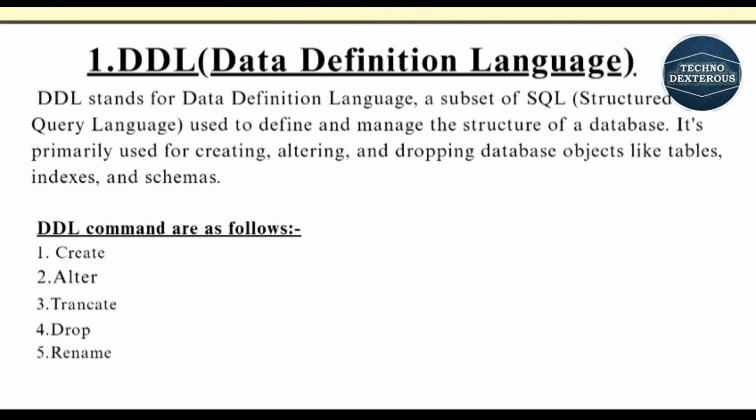Firstly, we understand what the data definition language is. DDL stands for data definition language. It is a subset of SQL which is used to define and manage the structure of databases. It is primarily used for creating, altering, and dropping database objects like tables, indexes, and schemas. DDL commands are as follows: create, alter, truncate, drop, and rename.